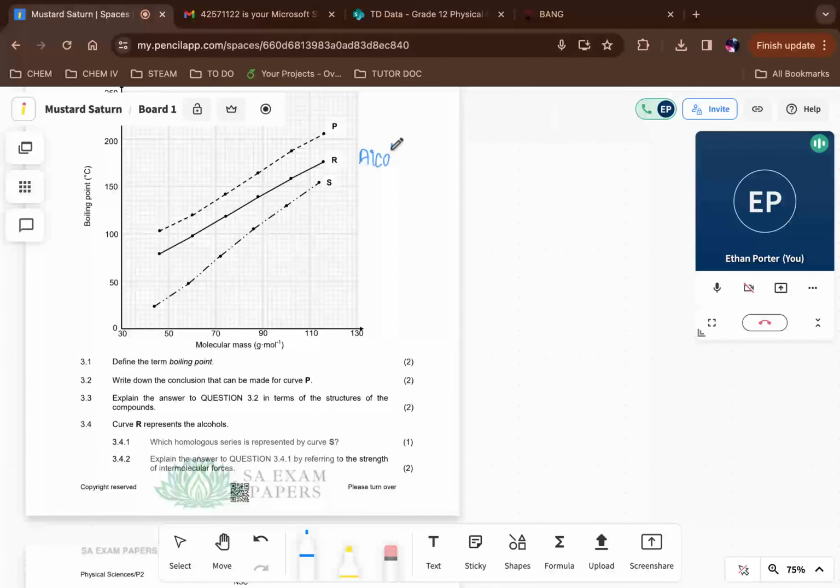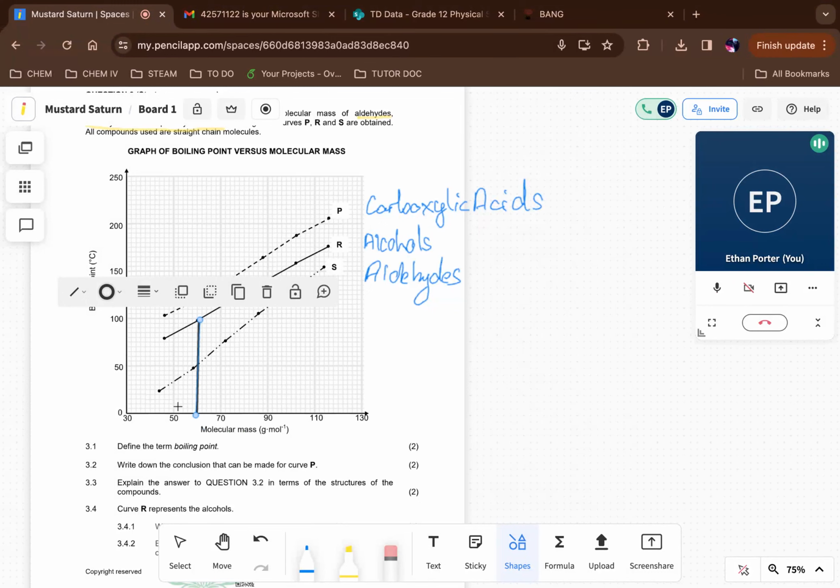Done. For curve R, write down the molecular mass of the compound with the boiling point of 97 degrees Celsius. So curve R, that's our alcohols. 97 is this point here. So following this point down, you could use your ruler for this. And then counting, we have 1, 2, 3, 4, 5. So we have 10 boxes in between 50 and 70. That means each box represents 4 degrees. And this is coming around box number 5.